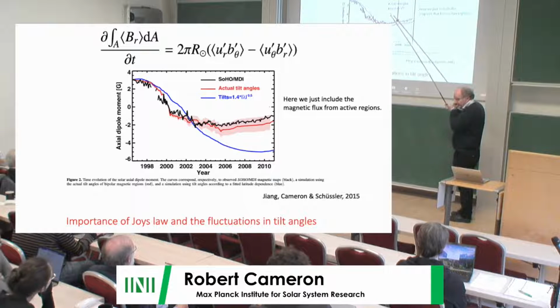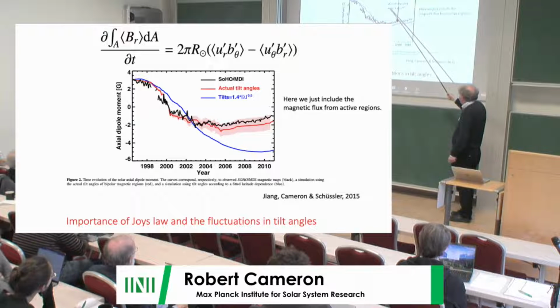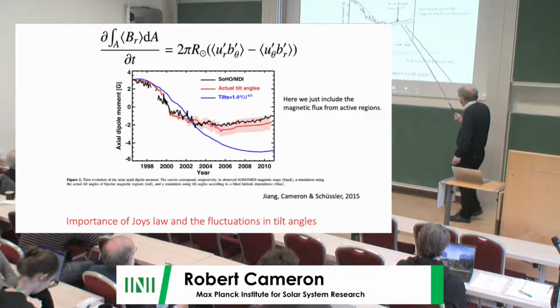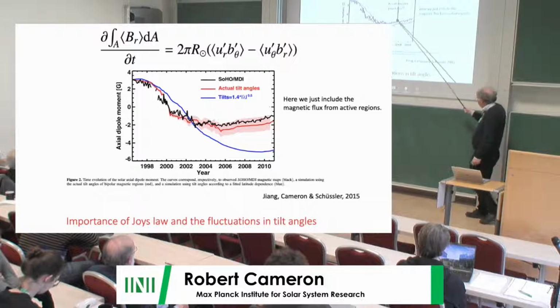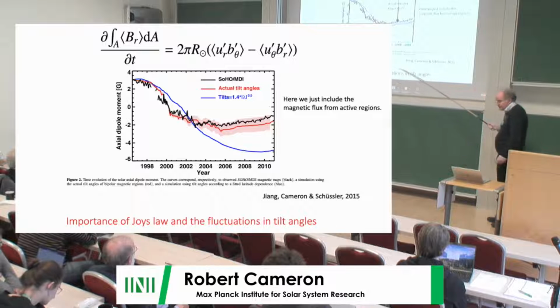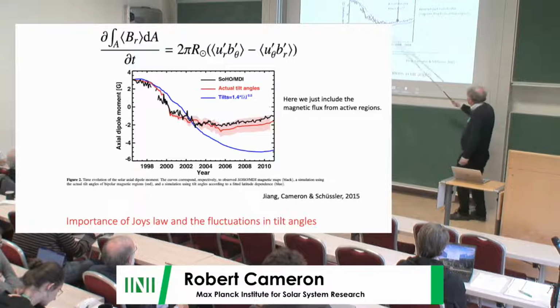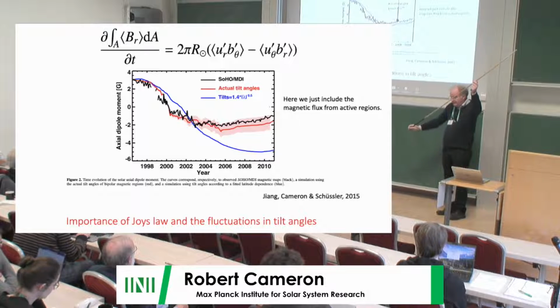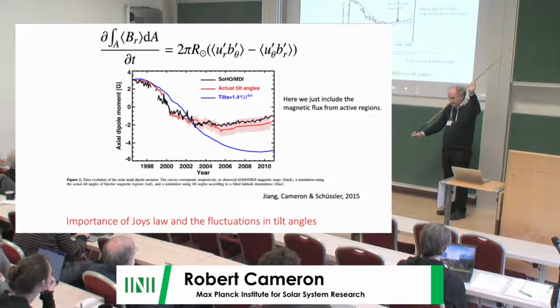If you don't include the actual observations of the tilt angles, so all the properties of the observed active regions, you get the wrong answer. That's not surprising. If you do use the observed properties of the active regions, you basically get the correct answer. This is essentially showing you that Joy's law and the fluctuations in Joy's law are important. Joy's law is this tilt, which Hannah explained: the leading polarities of active regions tend to emerge slightly closer to the equator than the following polarities.